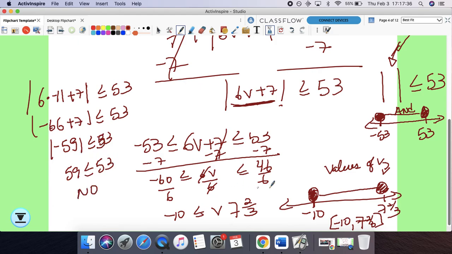Is 59 less or equal to 53? No, it's not. So you can tell that already numbers to the left of negative 10 don't work. And that proves, right, that our solution has to be a number. So the value of V here has to be a number between negative 10 and 7 2/3. Okay? Hoping that helps. Okay?